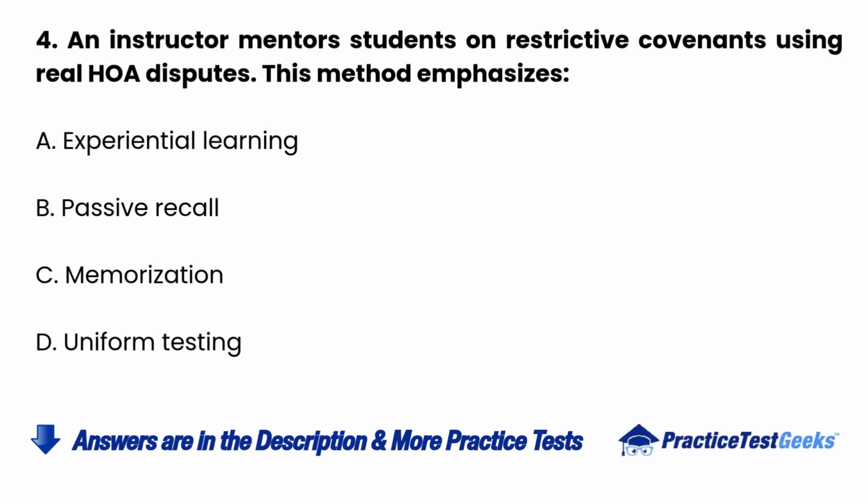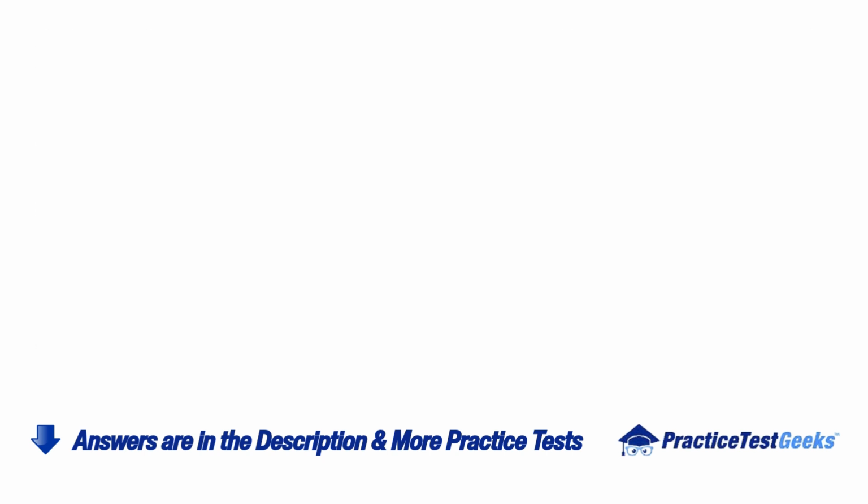4. An instructor mentors students on restrictive covenants using real HOA disputes. This method emphasizes A. Experiential learning. B. Passive recall. C. Memorization. D. Uniform testing.